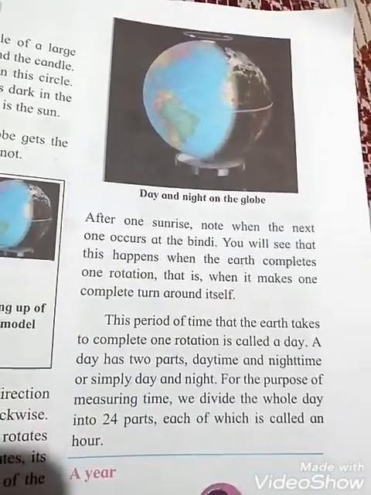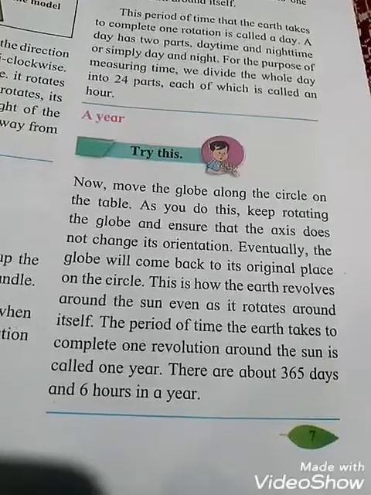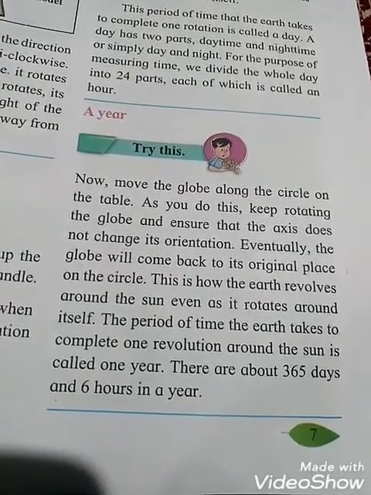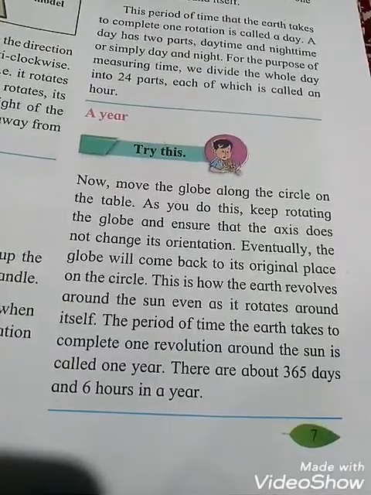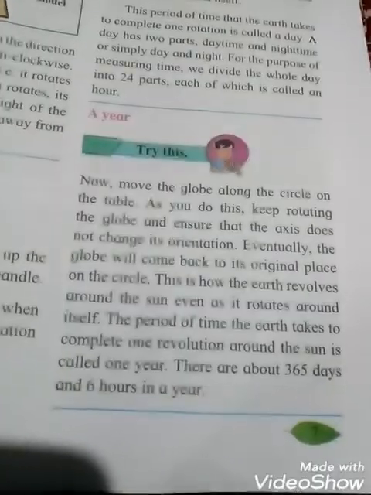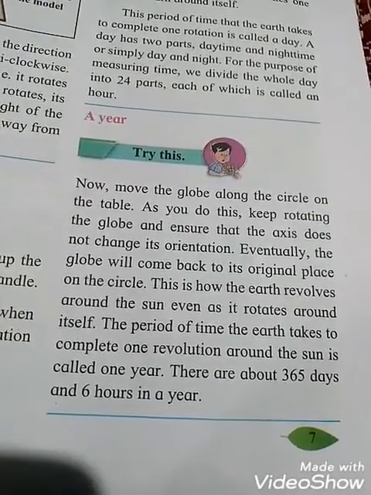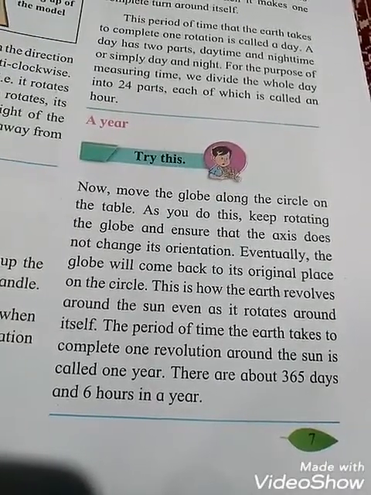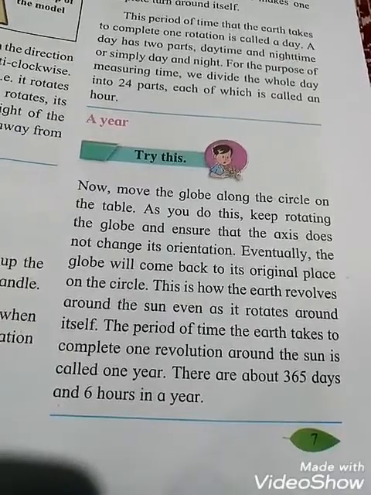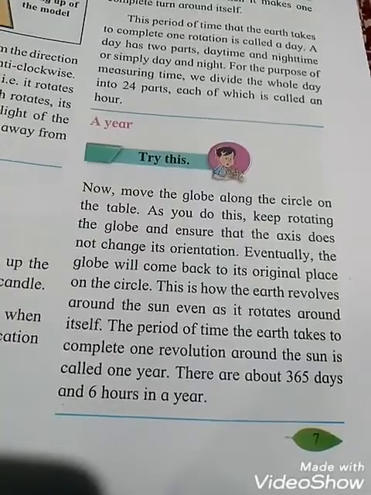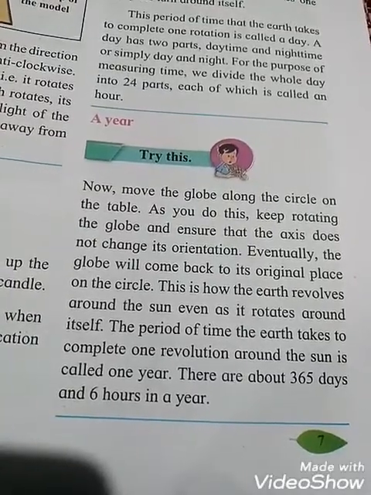Okay students, try this. Now move the globe along the circle on the table. As you do this, keep rotating the globe and ensure that the axis does not change its orientation. Eventually, the globe will come back to its original place on the circle. This is how the earth revolves around the sun.